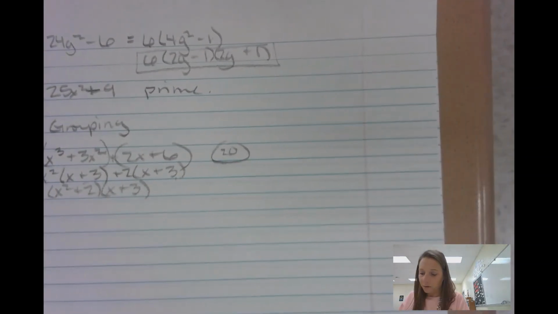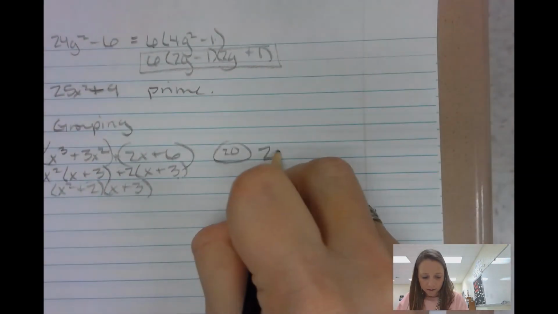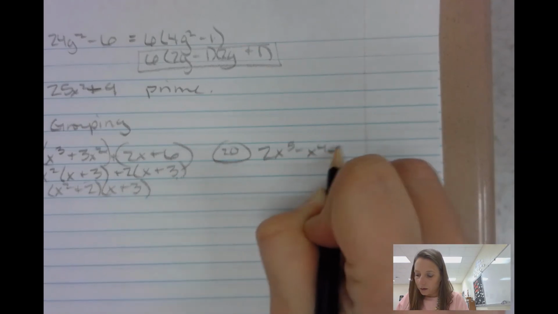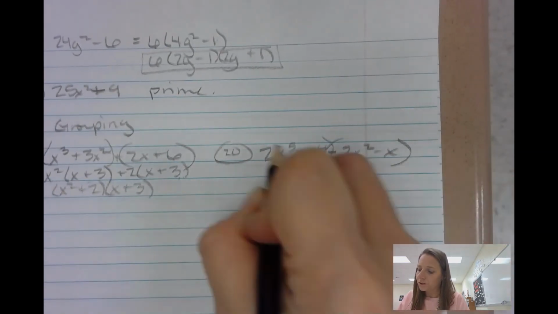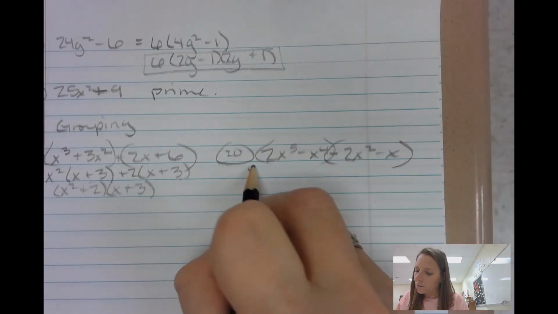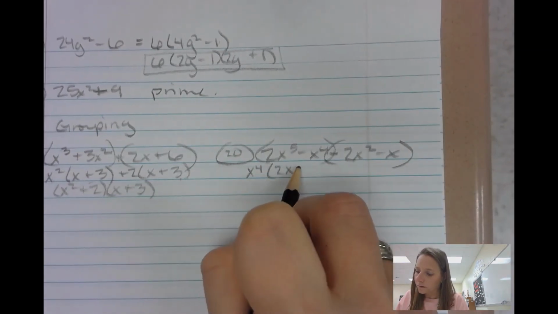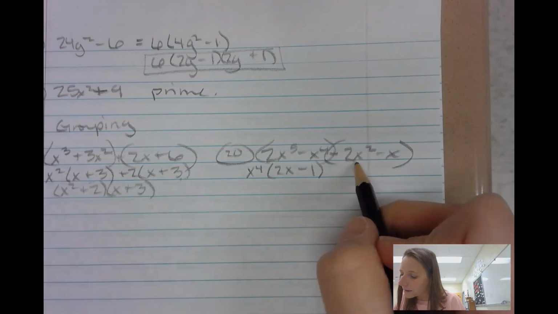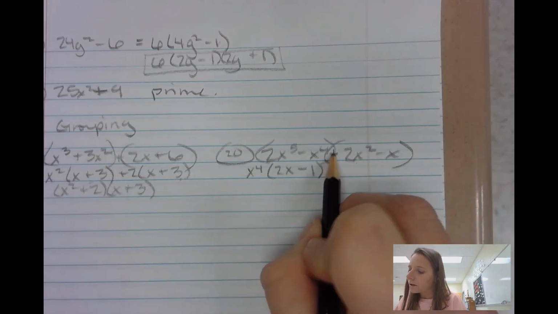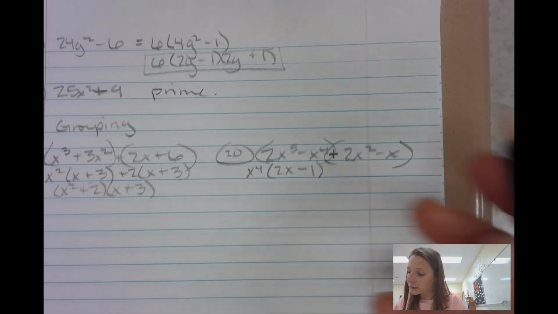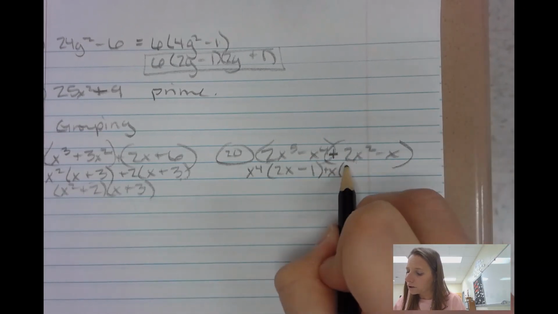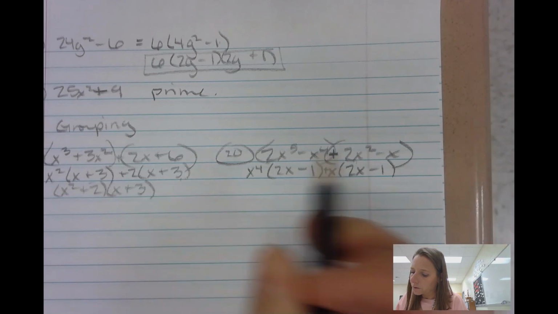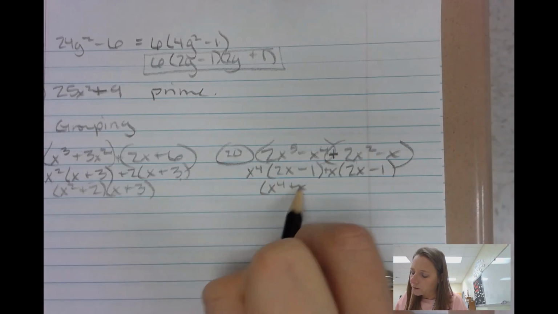Okay, so let me go do another one. 2x to the 5th minus x to the 4th plus 2x squared minus x. Group the first 2, group the last 2. I can take out x to the 4th, and I'm left with 2x minus 1. Here, that's a plus right there. Okay, I can take out an x, so plus x. All right, and I'm left with 2x minus 1. All right, so x to the 4th plus x and 2x minus 1.